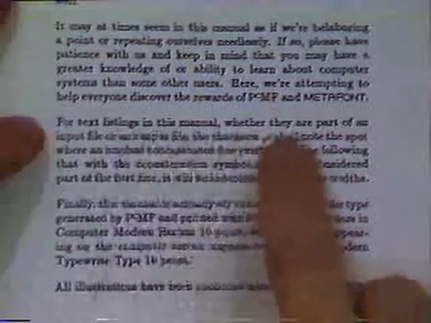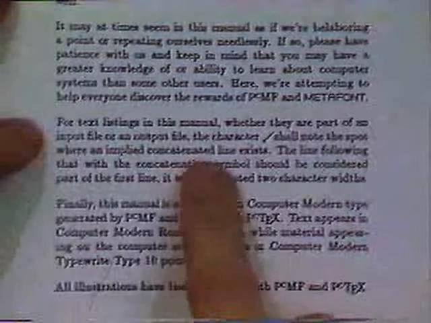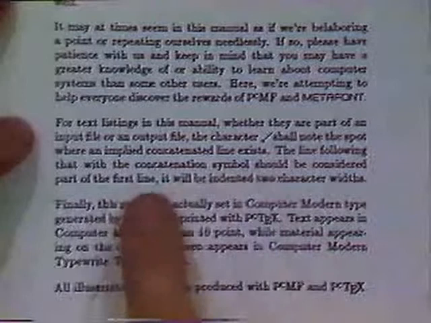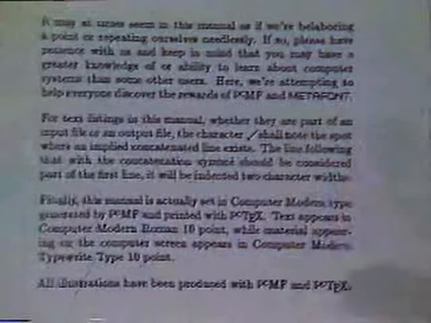"For text listings, whether they're part of an input file or an output file, the character something shall note the spot where an implied concatenated line exists. The line following that with the concatenated symbol should be considered, it will be indented two character widths." Now, I don't understand what the heck the guy's talking about, and I wrote Metafont.